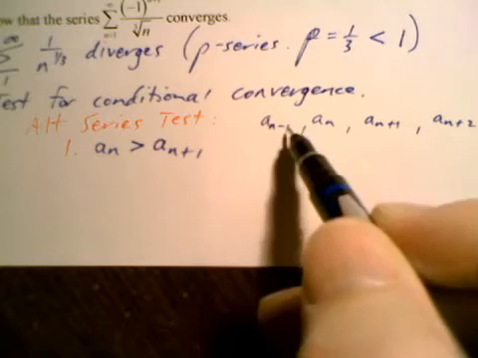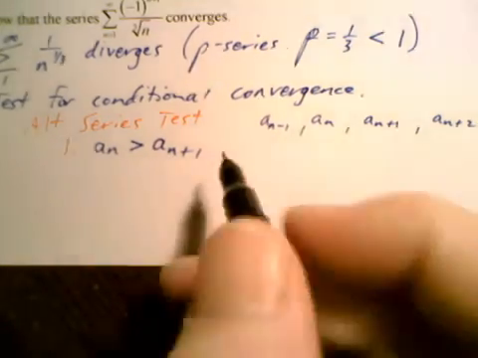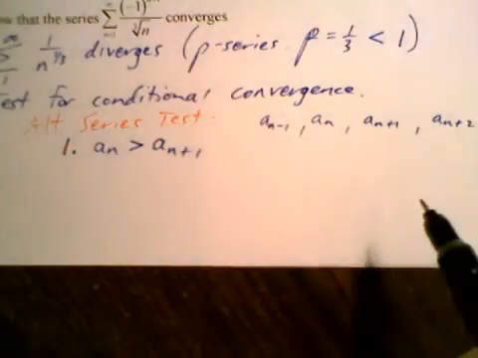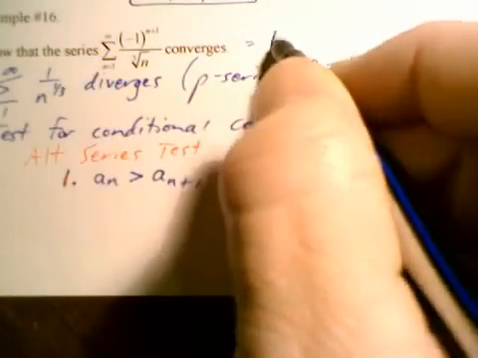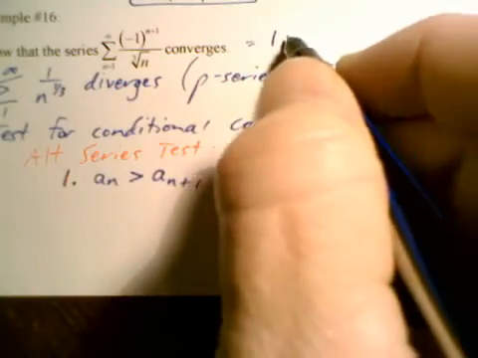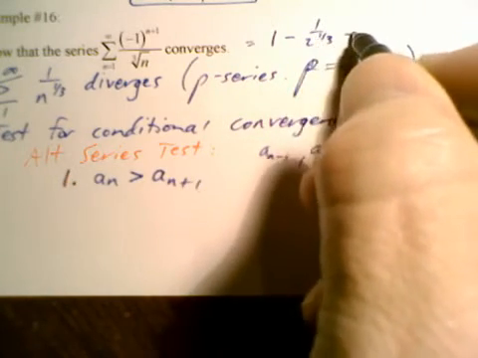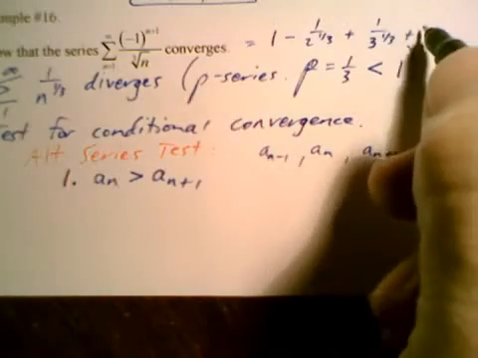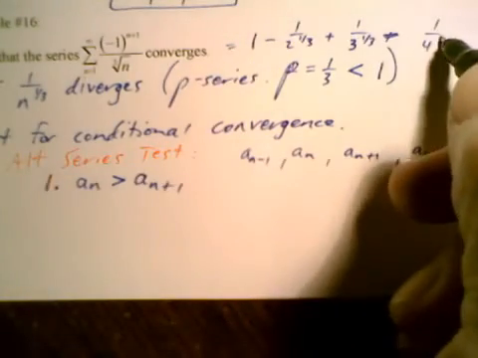You know, you have a sub n minus 1, and so this is all you have to say to say, well, okay, the first condition was met. Well, how do we know that? Well, let's take a look at the series. If n is 1, the first term is positive, and we have 1. Okay, and then we have minus 1 over 2 to the 1/3, plus 1 over 3 to the 1/3, minus 1 over 4 to the 1/3.